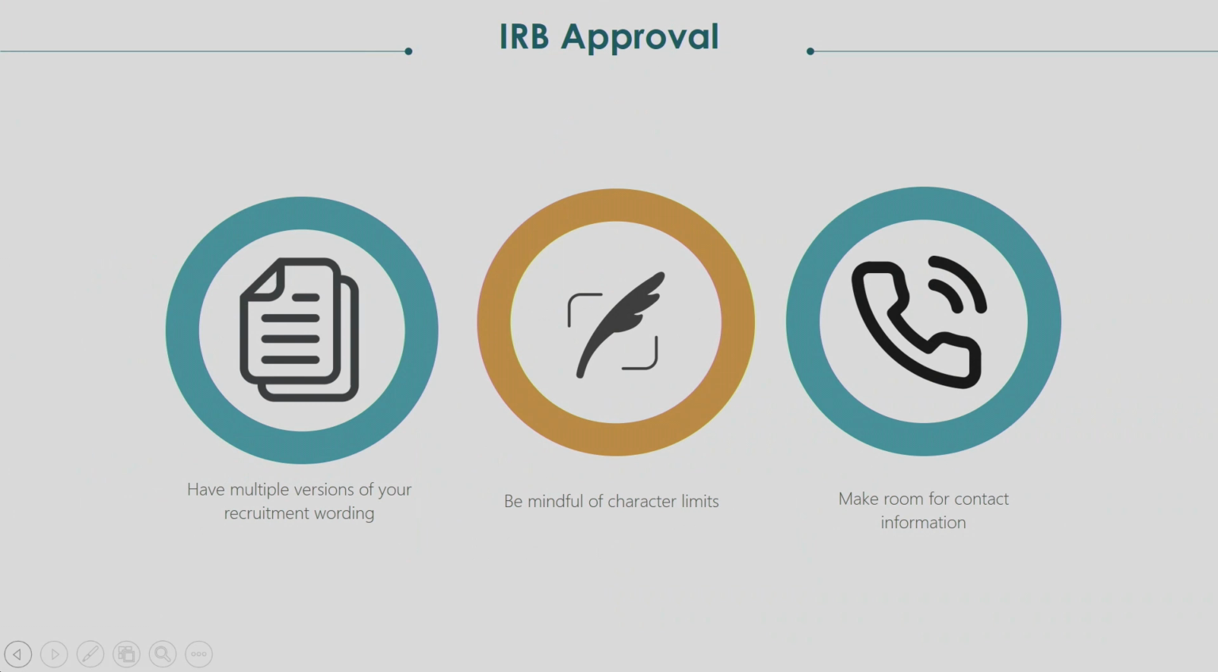So it would be a good idea to create a few versions that cater towards people that you often have a hard time recruiting as well. And another tip is to be mindful of character limits when submitting your recruitment wording to the IRB. Some platforms like Twitter have a character limit, so you want to ensure that some of your versions can be formatted to be posted on platforms that have word or character limits.